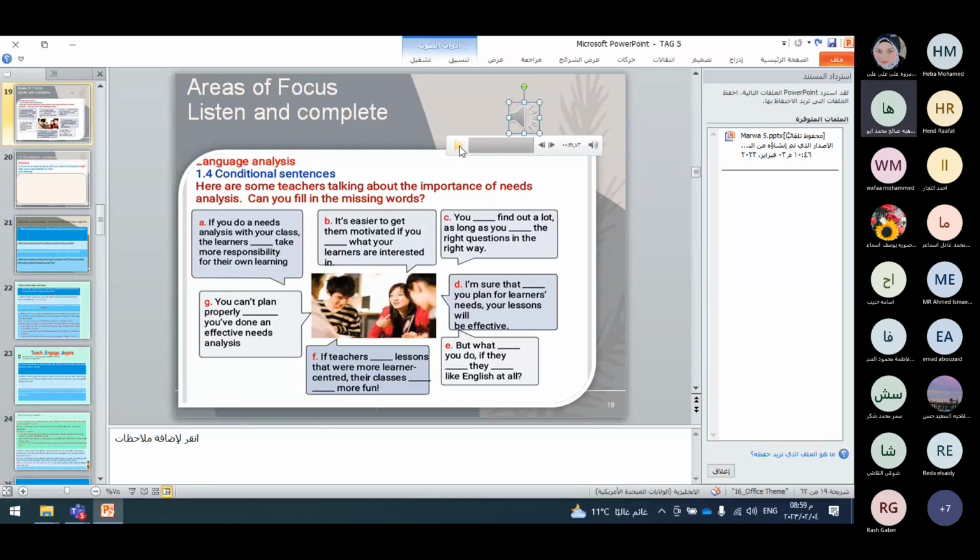Okay, what's the answer? Unless, what does it mean? If not. If not, or except if. Okay? If not or except if.